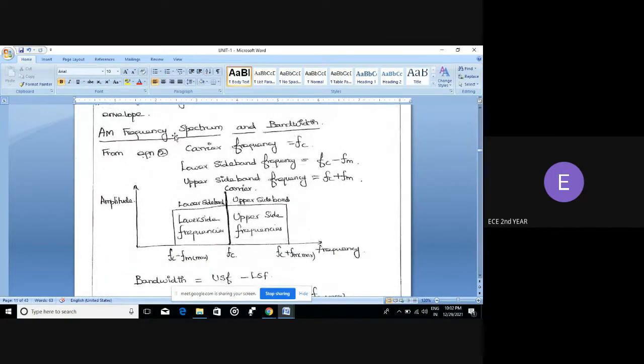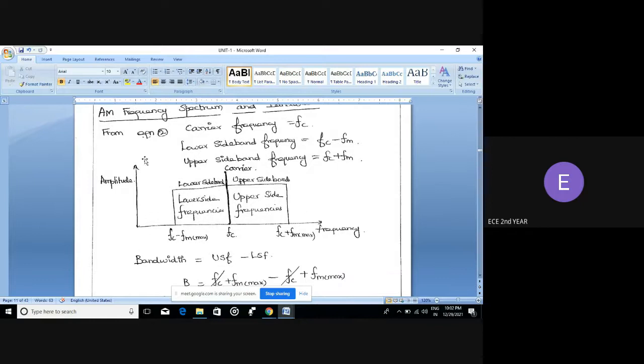Let us see the AM frequency spectrum and the bandwidth. Here we have two bandwidths for the AM modulated wave. One we call the lower sideband and the other is called the upper sideband. The lower sideband frequency is given as FC minus FM, and the upper sideband frequency is given as FC plus FM.